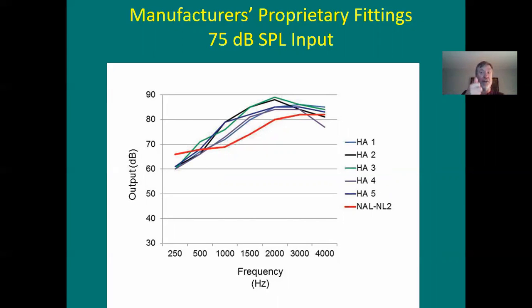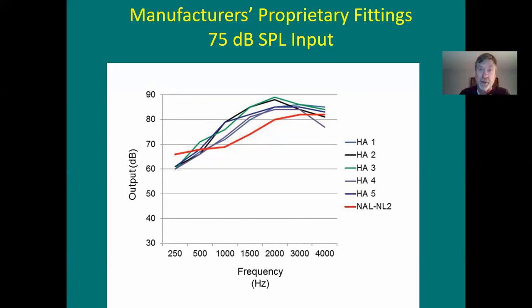As the input levels go up, NAL 2, because it's a compression-based fitting method, assumes WDRC is being used in the hearing aids, and that's what NAL 2 is addressing, WDRC. So NAL 2 accordingly, just like compression suggests, backs off.